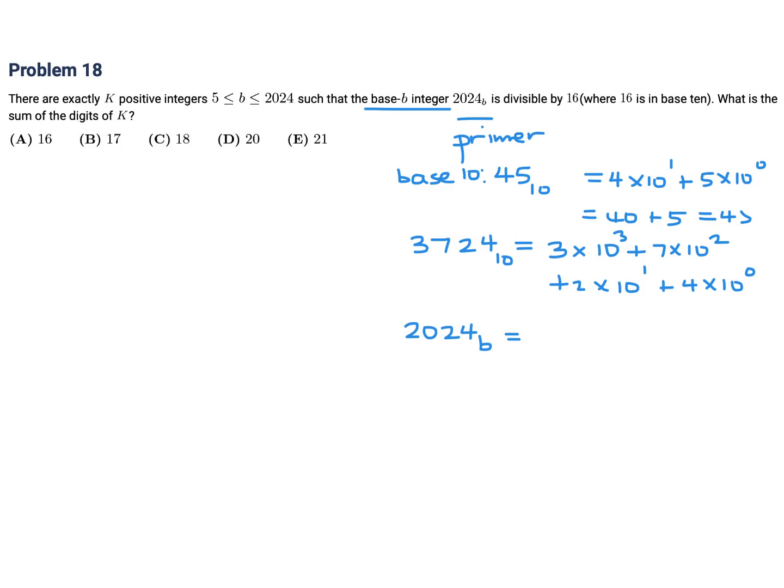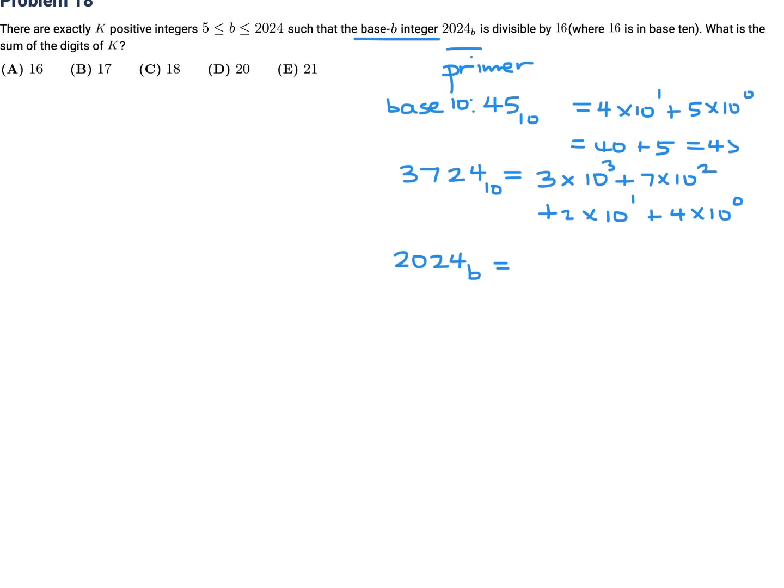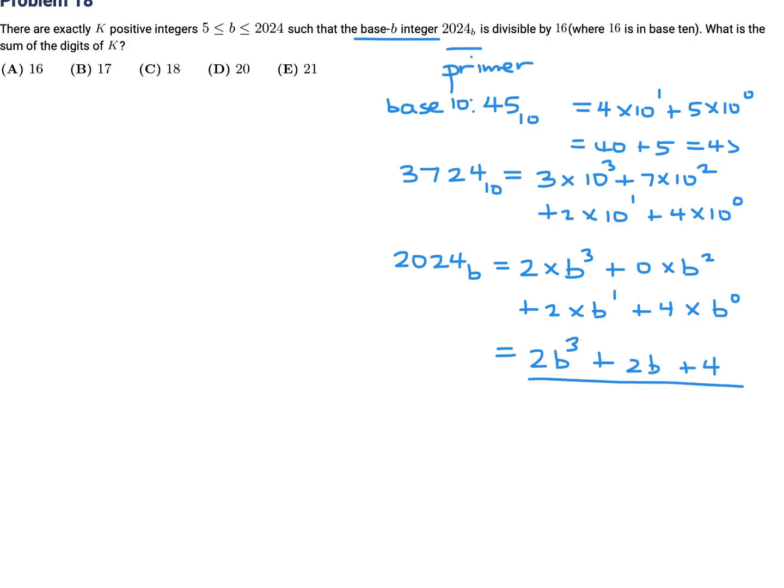What does that mean? Well, it means the following. Base b would actually be 2 times b to the power of 3 plus 0 times b to the power of 2 plus 2 times b to the power of 1 plus 4 times b to the power of 0. You got it? So in this particular case, that simplifies to 2b cubed plus 2b plus 4. This is the value of this guy.